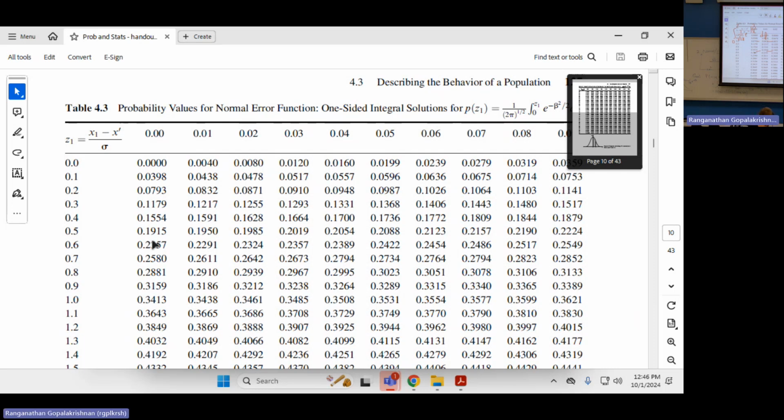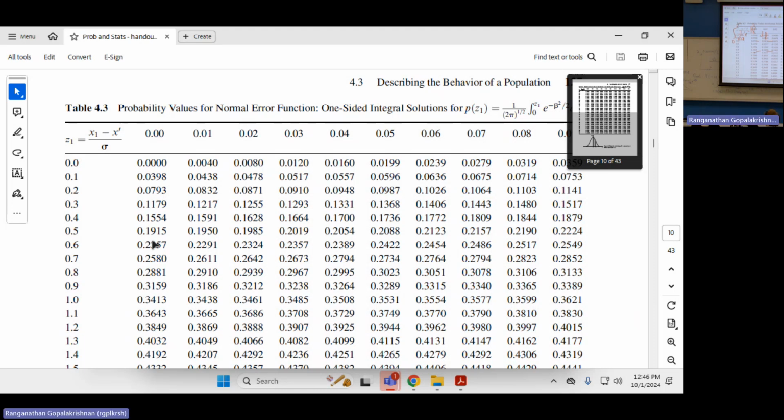What is the value of this from the table? 0 to 1 of the integral. 0.3413, right? So this is 0.3413. So the total probability is the sum of these two, which is 0.5328.